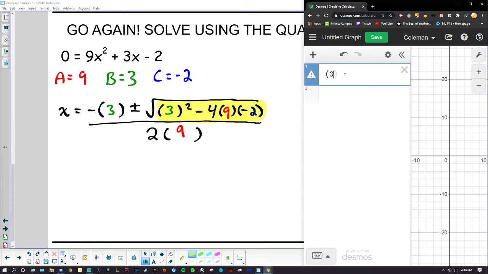3, don't forget to square it, minus 4 times 9 times negative 2. All of that simplifies to 81. So I'm going to rewrite this, but replace this square root with all this mumbo jumbo with the square root of 81.